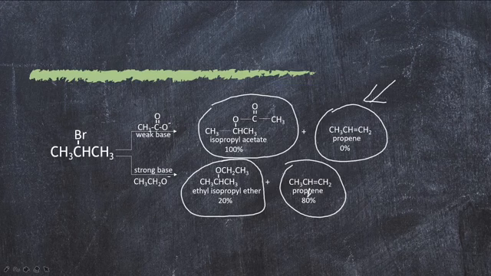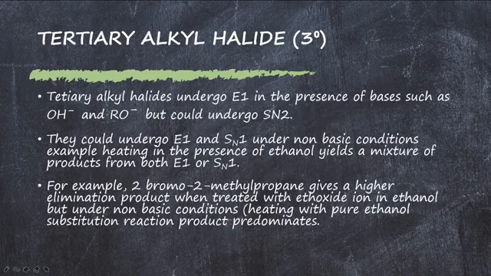And now, just like the example I gave earlier, we can see that the propene actually predominates while the ethyl isopropyl ether becomes less dominant. And that's all for secondary alkyl halides. So now we'll be moving to our next one. That's the last one we're going to be talking about, tertiary alkyl halides.